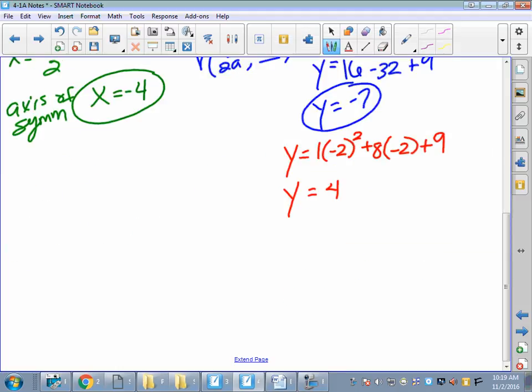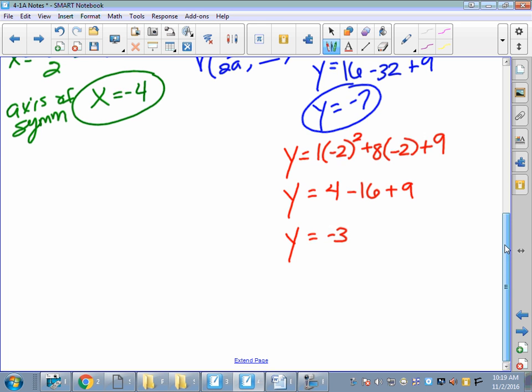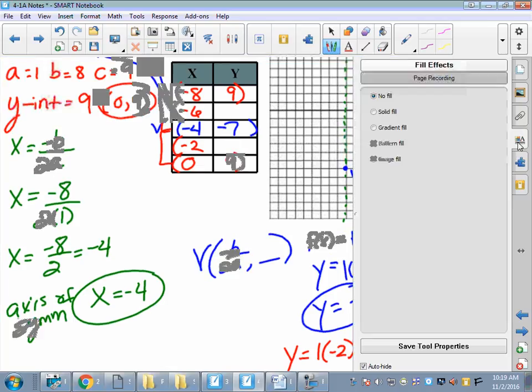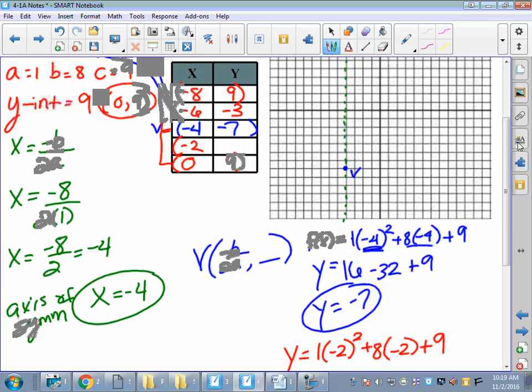I get 4. 8 times -2 is -16, and then plus 9. 4 minus 16 is -12, and -12 plus 9 is -3. So for my 2 new points, y is equal to -3 here, and y is equal to -3 here. So -2 gives me -3, and -6 gives me -3.